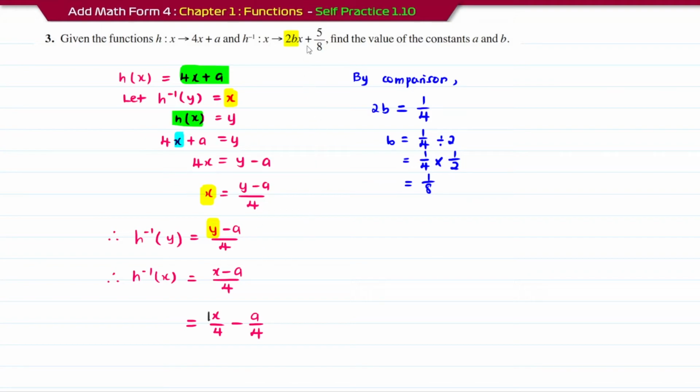Then we're going to do the comparison next. This 5 over 8 is equal to this negative a over 4. So, negative a over 4 will be equal to 5 over 8. Now, to find the a, we're going to move this negative 4 to the other side. It will be 5 over 8 multiplied by negative 4. So, simplify this one. So, next you're going to find the a is equal to negative 5 over 2.